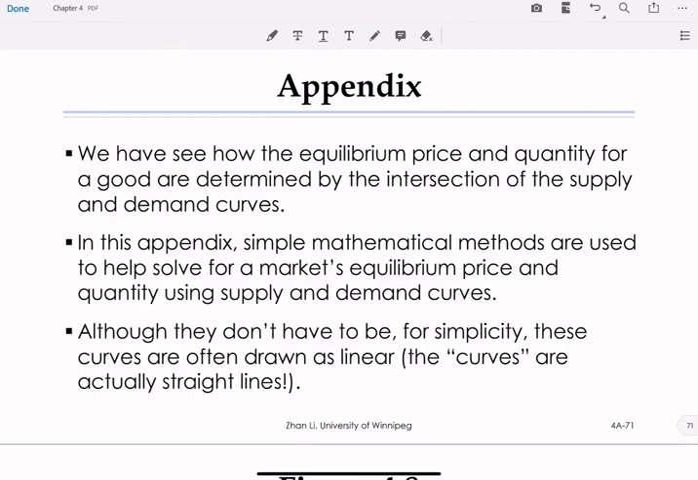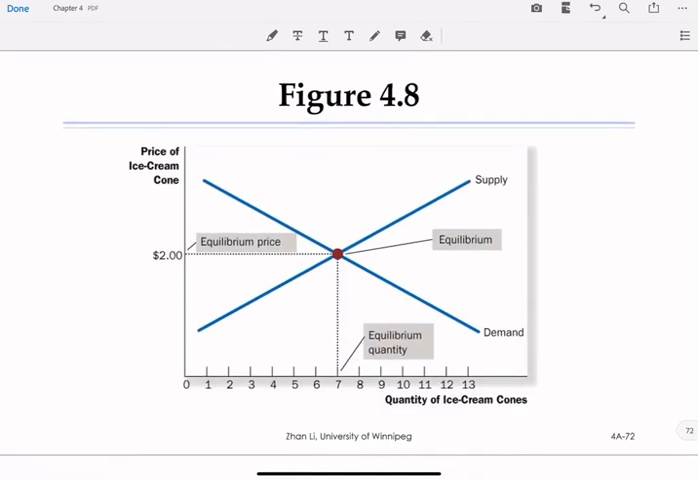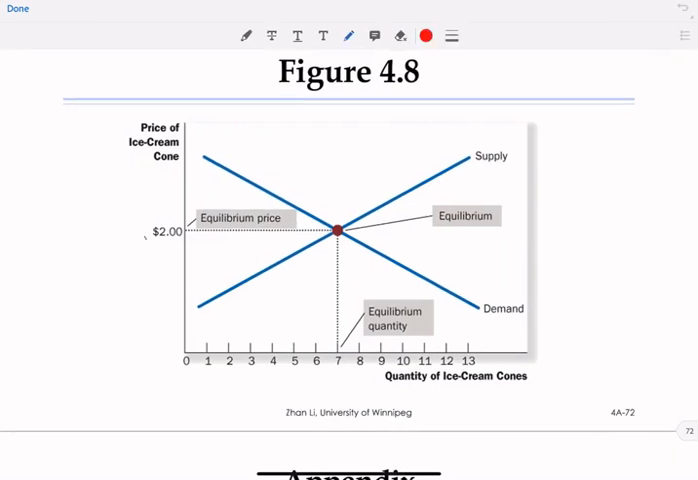So basically you can see that this is what we got from the textbook, right? We have the equilibrium price at $2 and equilibrium quantity at 7. Now the question is, how do you get these numbers? That's our question here. That is, we want to understand how to solve equilibrium price and equilibrium quantity.